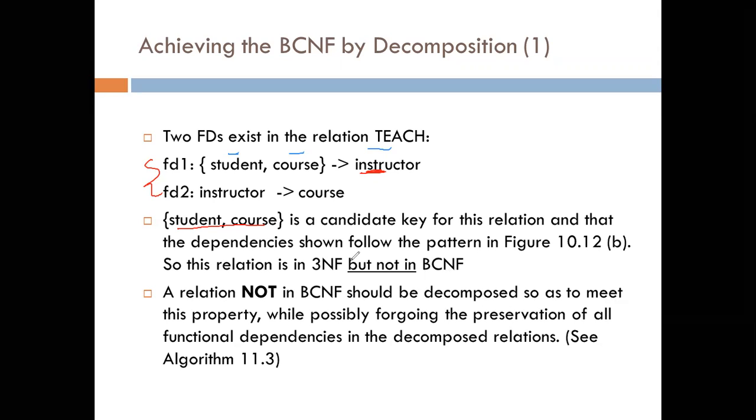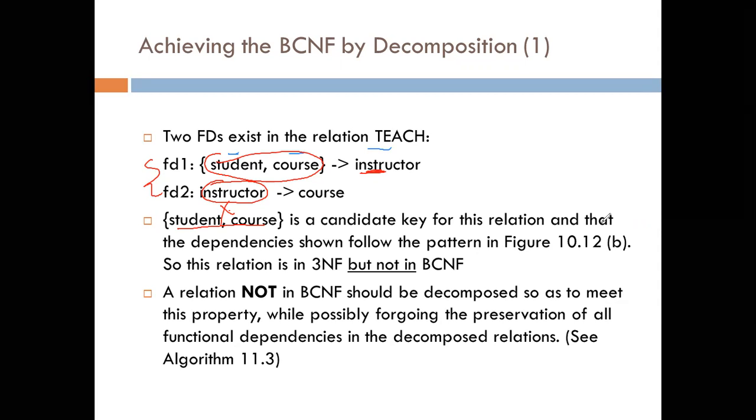Why is it not in BCNF? Because BCNF says the left side of a dependency should be a super key, whereas instructor is not a super key. In this particular table, student and course is the super key. So the relation is not in BCNF, and it should be decomposed to meet the property that the left side of a functional dependency should be a super key, while possibly trying to preserve all the functional dependencies.